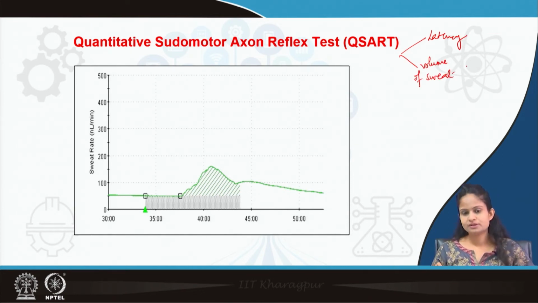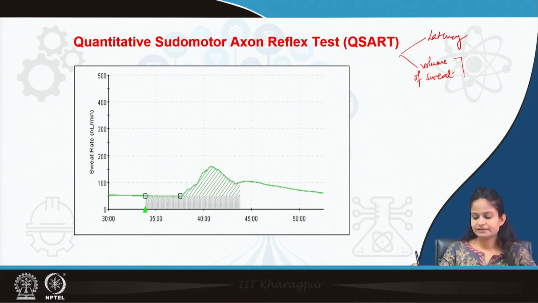Now, this electrode usually consists of 10% acetylcholine solution, and this is because we have to pass a 2 milliampere current. For the conductivity, the acetylcholine solution is present in the electrode. So, the volume of sweat generated and the latency are what is measured in the quantitative sudomotor axon reflex test.